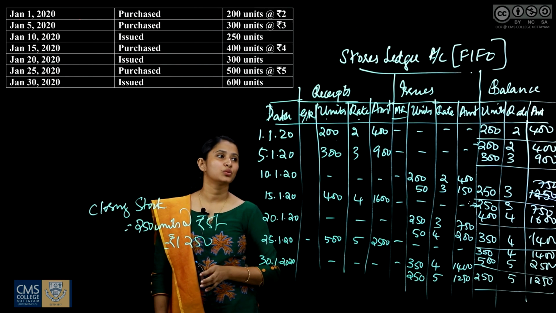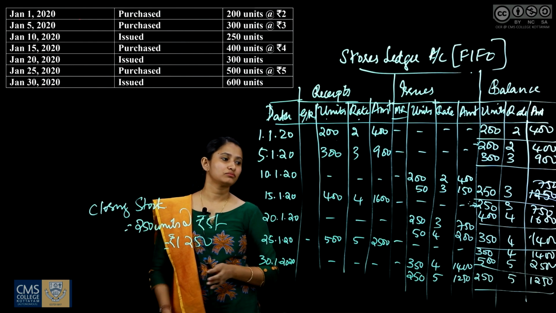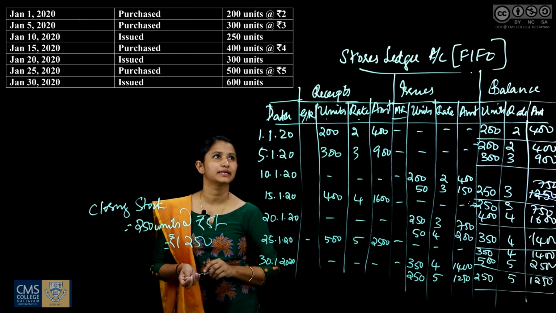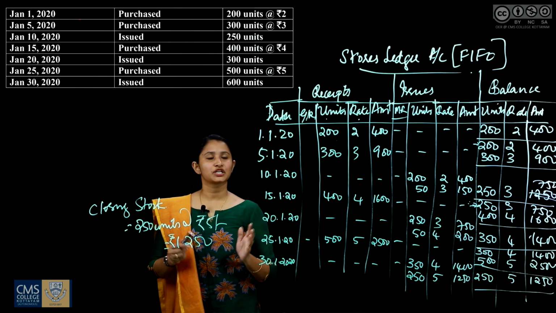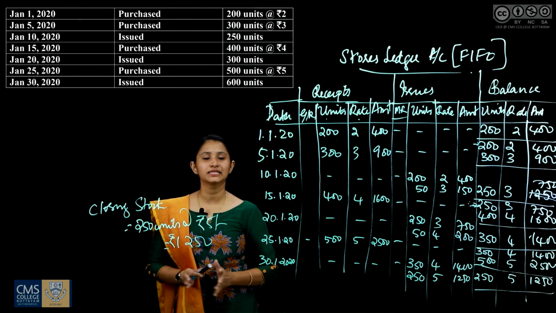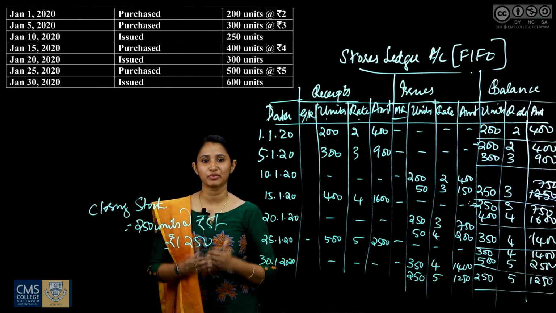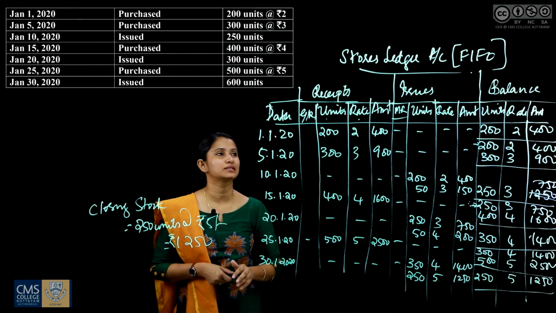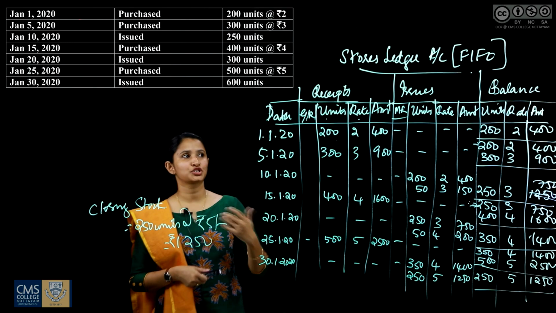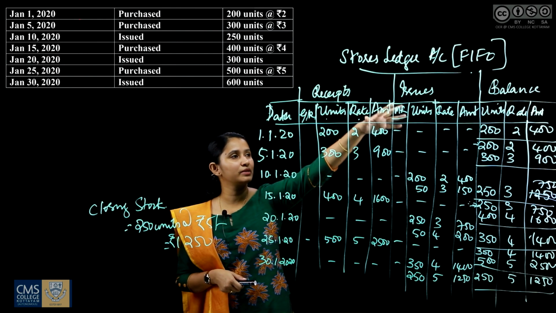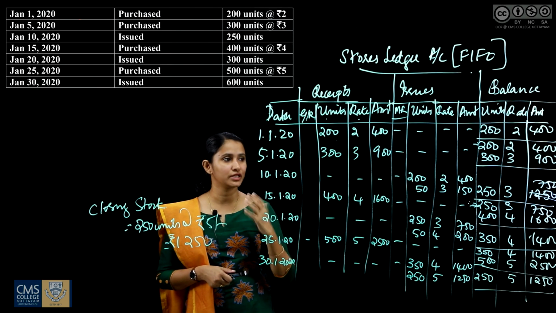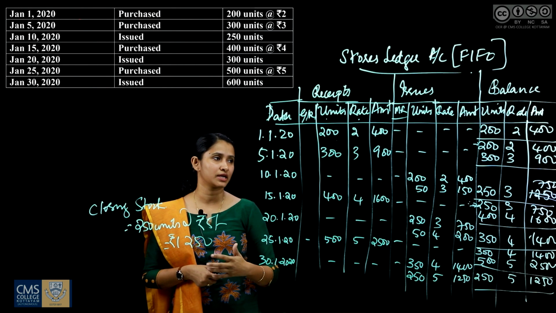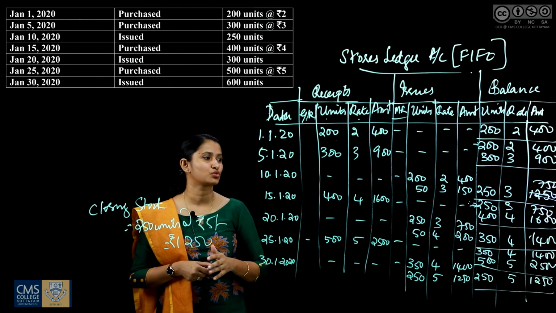So this is how we determine the closing stock of materials which are left in our stores on a particular date. So stores ledger will give you the complete details as to how many units were purchased at what price. You can look at the receipt column, that will give you the details, and how many units were issued to the production department, that will be given in your issues column. How many units were issued, at what price they were issued, from which lot they were taken. All these details you will get from the stores ledger.